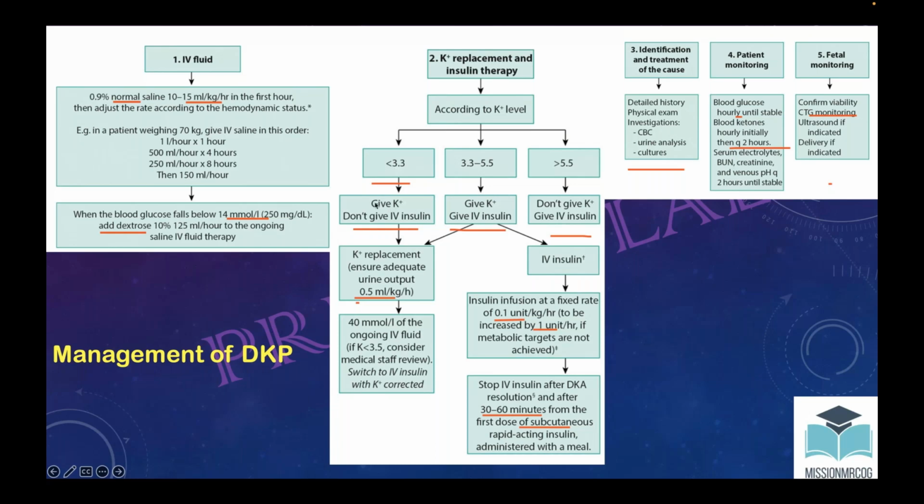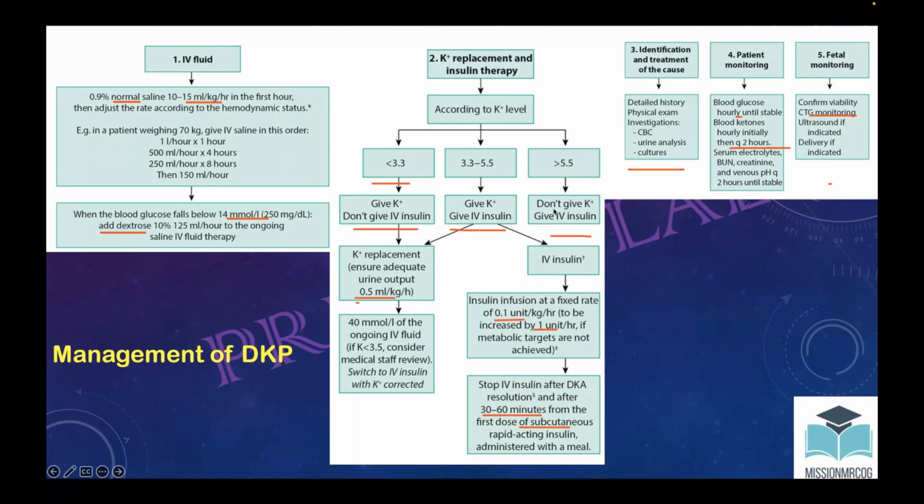Now the second level: if it is between 3.3 and 5.5, we can give both insulin and potassium. You have to remember this. If it is more than 5.5, we are dealing with hyperkalemia. If hyperkalemia is there, we will not give potassium, we will only give insulin. I'm repeating it again: if potassium is low, give potassium and no insulin. If it is 3.3 to 5.5, give both insulin and potassium. If it is more than 5.5, we are dealing with hyperkalemia, so we will give only insulin.